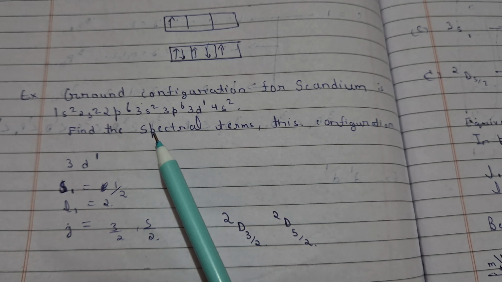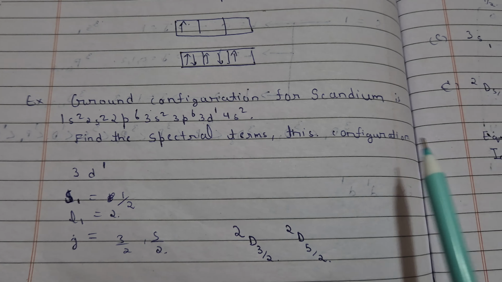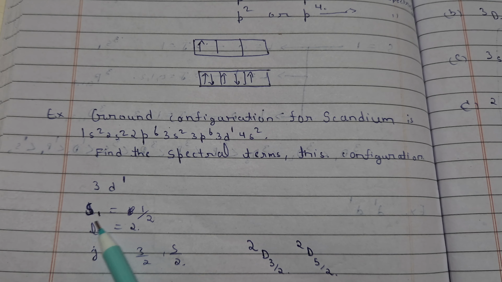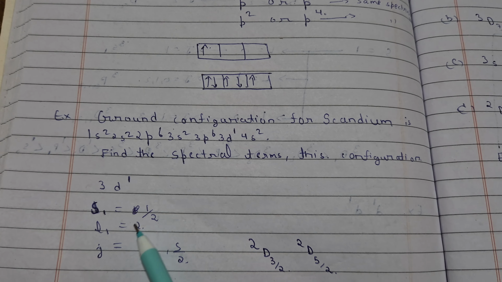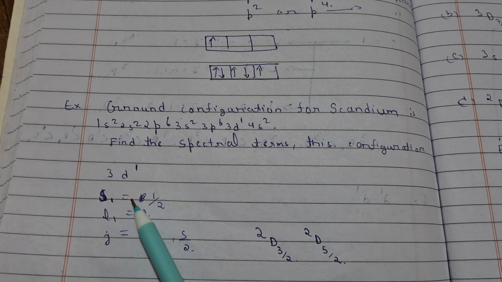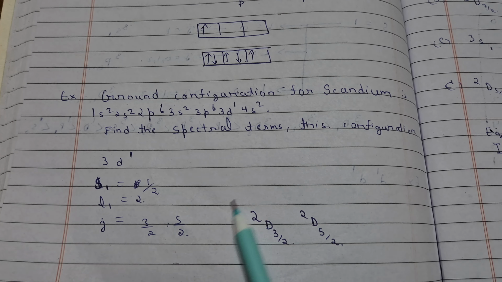Similarly, if you need to find the spectral terms for the ground configuration of scandium, and this configuration is given, only this 3d1 will contribute. So there will be only S1, that is half, and L1 is 2 for d. J will be L1 plus or minus S1, that will give you 3 by 2 and 5 by 2. So these will be the two terms you will get.